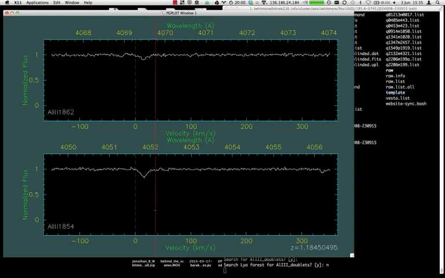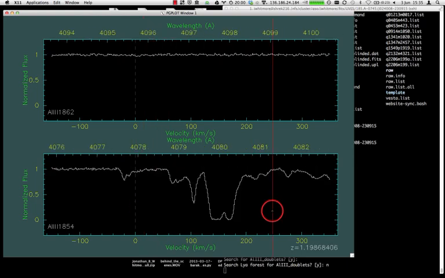So maybe that's something. I might label it as such, just in case it is. Probably we'll find that same one in magnesium-2 because it was a pretty low redshift.